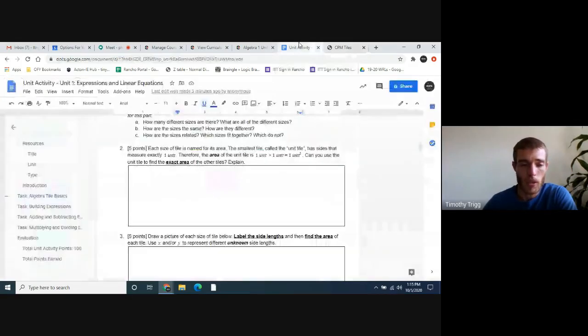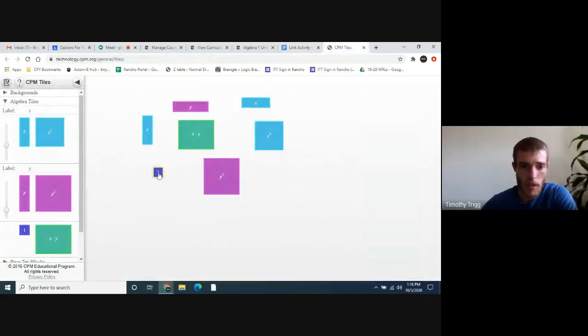Now let's look at question 2. Each size of tile is named for its area. The smallest tile can be called the unit tile, has sides that measure exactly 1 unit. Therefore, the area of the unit tile is 1 by 1, or 1 unit squared. Can you use the unit tile to find the exact area of the other tiles? Explain. So here's the unit tile. It's the smallest one.